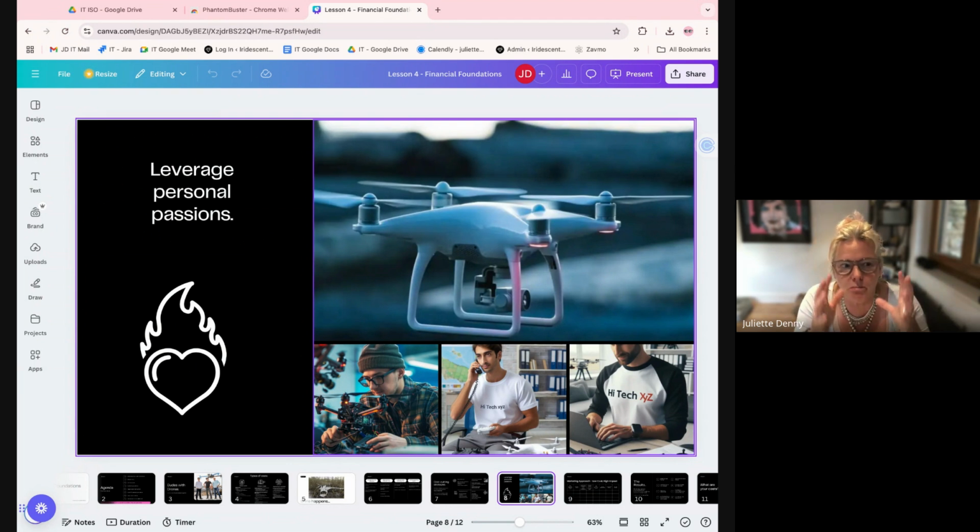Okay, so this was a big move for Dudes with Drones. They've never done this before, and for people on the call that are my age, this is a bit of a miracle kind of idea. It was never something in the zeitgeist before. This is basically leveraging your personal passions.